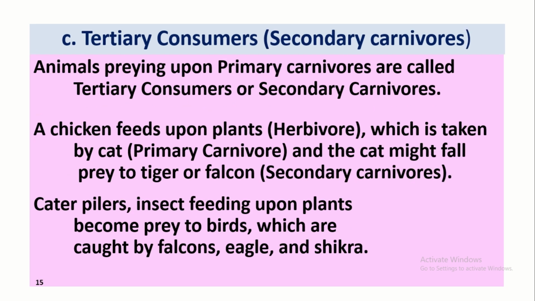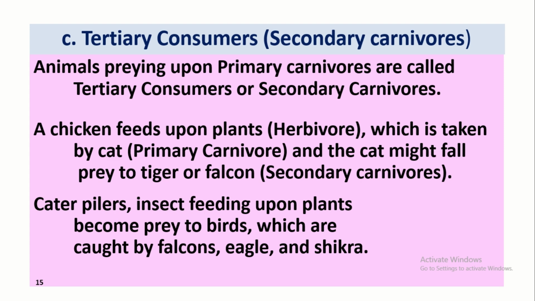Third level comes tertiary consumers. That is, this is the third level secondary consumer. Animals which prey upon the primary carnivores are called tertiary consumers, or they are also sometimes called secondary carnivores. A chicken feeds upon plants, which is herbivore, which is taken by cat, which is a primary carnivore, and the cat might become prey to tiger, falcon, or secondary consumer.